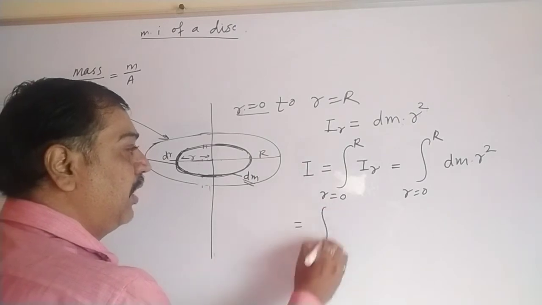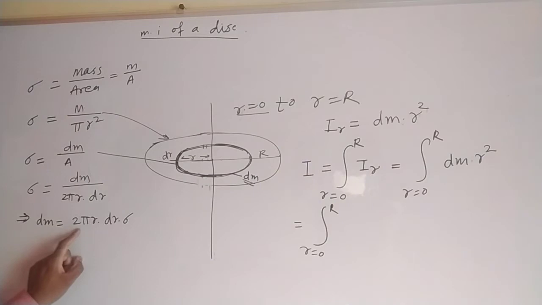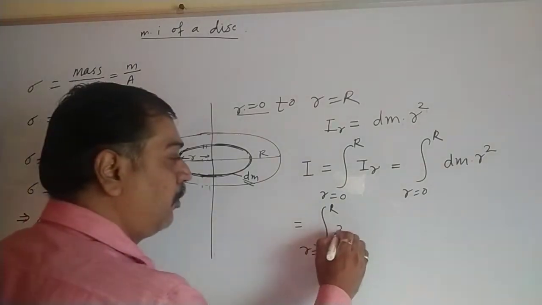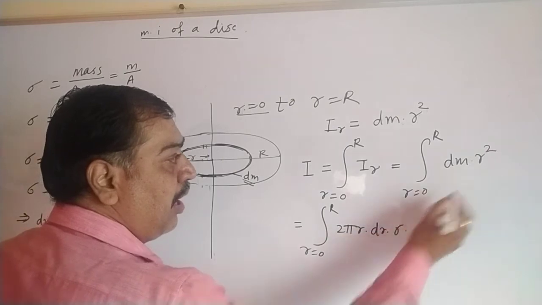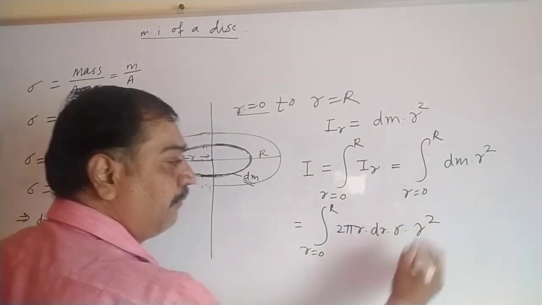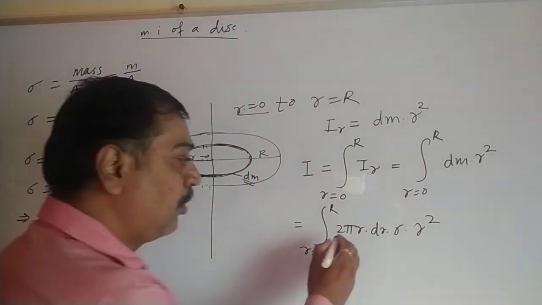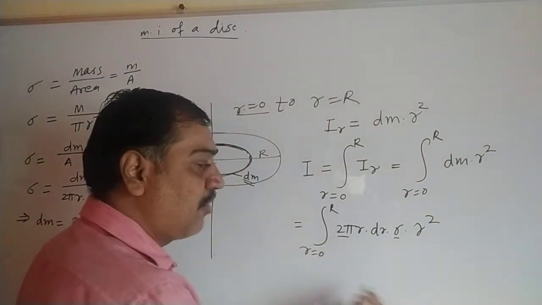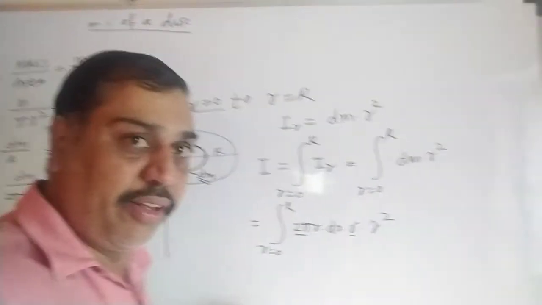So this equals integration, r varies from 0 to capital R. dm is what? 2 pi r dr into sigma, into this r square. In this case, 2 pi is constant, sigma is constant. Take it outside. So we can write the same equation as, I will write it further here.